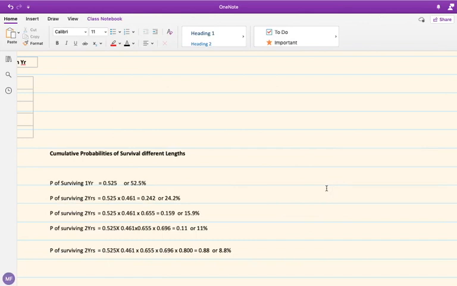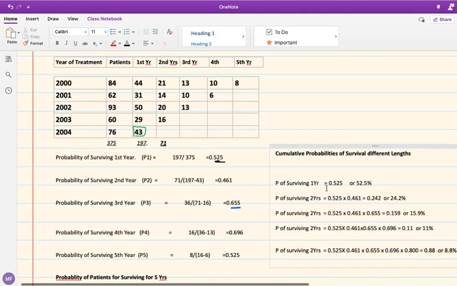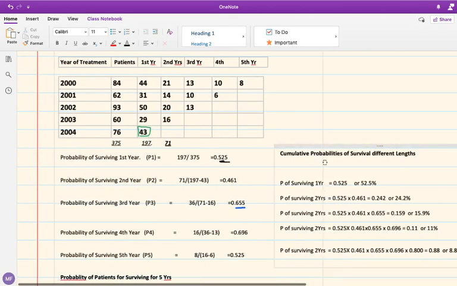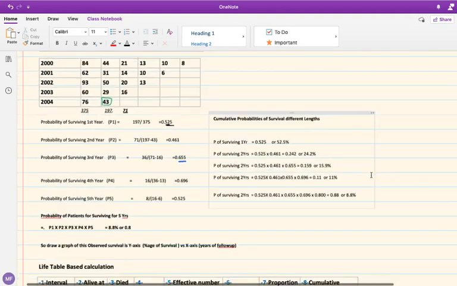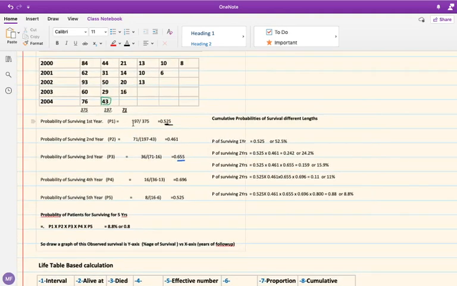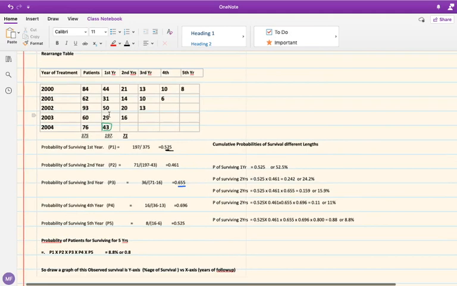Assalamu alaikum. In continuation to the last lecture where we discussed the observed survival, today we are going to estimate cumulative survival probabilities for different lengths of time duration. If we estimate the probability of surviving the first year, we already know that the number of first-year patients who survived was 197 divided by 375, which is equal to 0.52. For the probability of second-year survival, P2 is equal to 71.